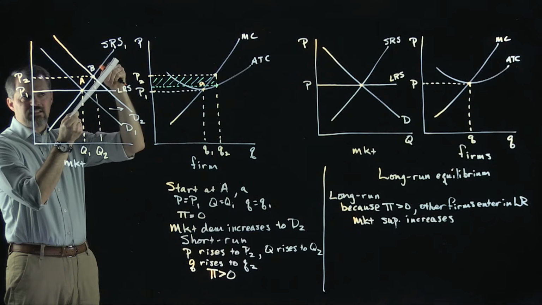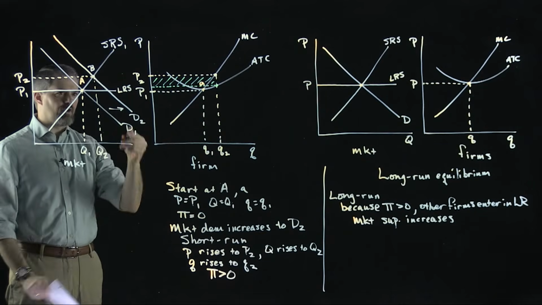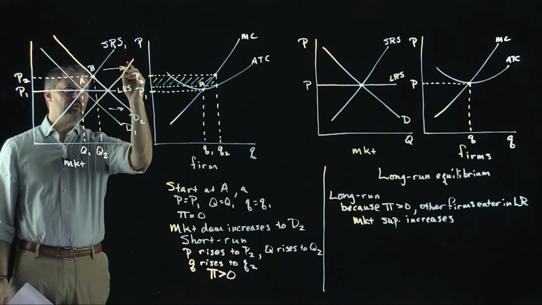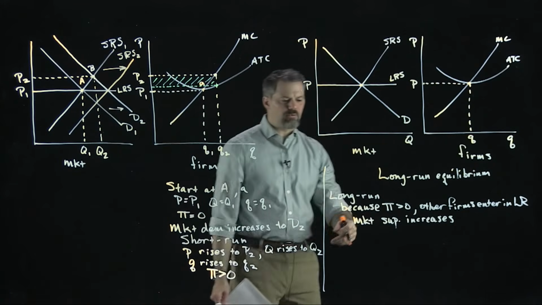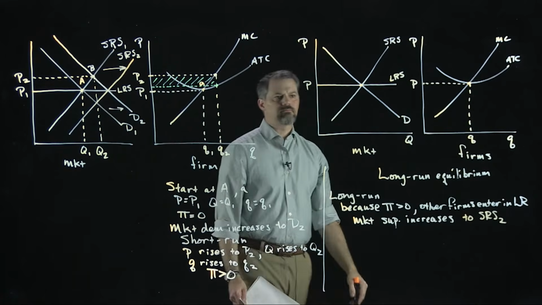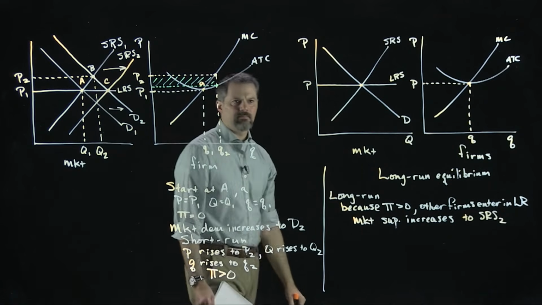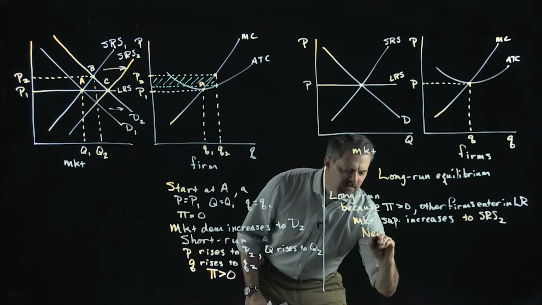So the entry is going to continue until the short run supply curve has shifted enough to bring price back down to P1. And that would happen once the supply curve is shifted over to this point right here. So our short run supply curve is going to shift to the right. Let's say it increases to short run supply 2. We get a new long run equilibrium right here at point C. So a new equilibrium at C.